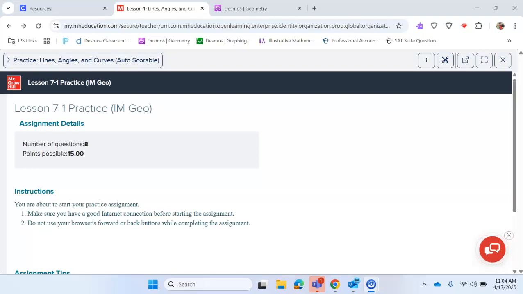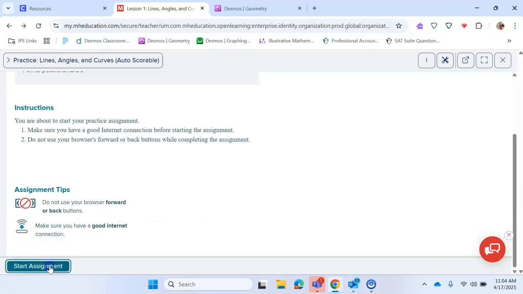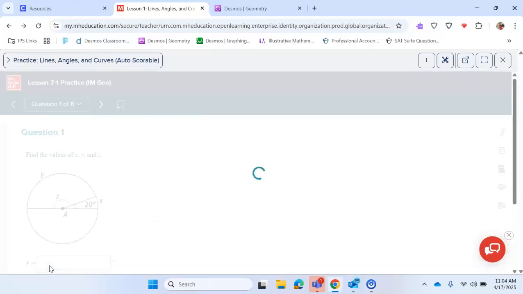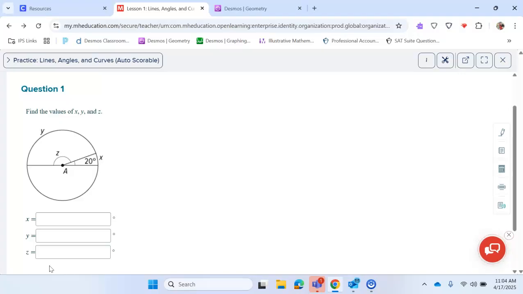Lesson 7-1 Practice. Lines, angles, and curves. Question 1. Find the values of x, y, and z.